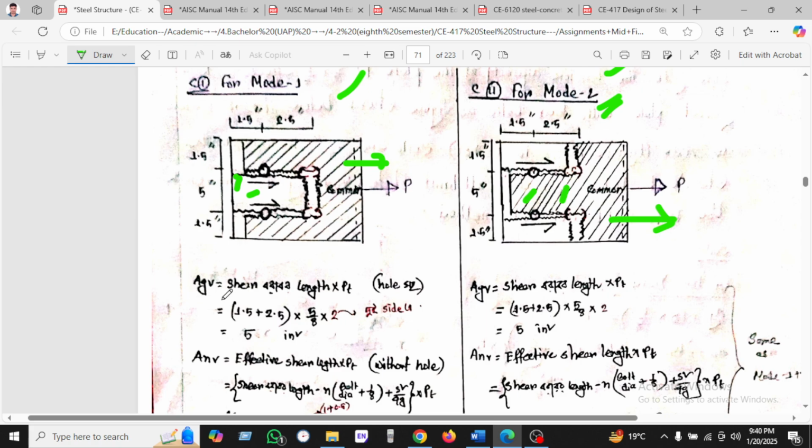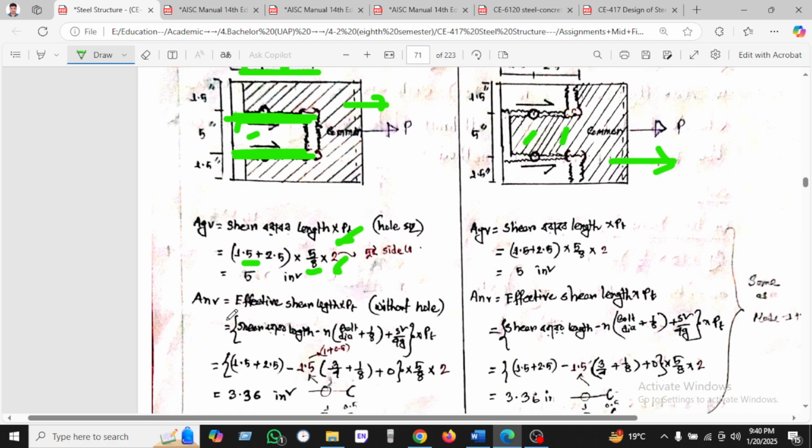So Agv is the length along the shear times the plate thickness. The shear occurs along this portion, so that will be 1.5 plus 2.5. This is the length, and 5/8 is the plate thickness, and times 2. Why do we multiply by 2? Because the shear occurs in two parts, part 1 and part 2. That's why we multiply by 2.